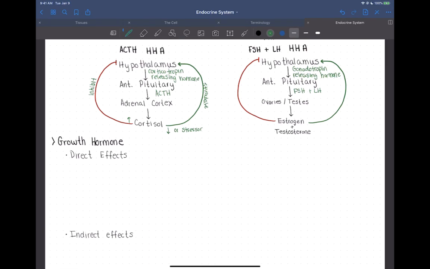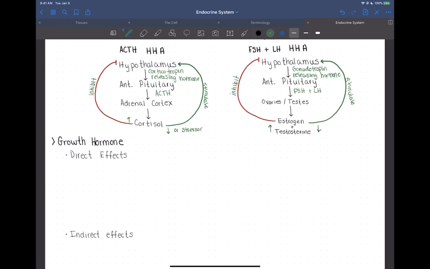And so then when levels are low, we would get that stimulating production by the hypothalamus. And then again, just like we've been talking about, if levels are high, that would tell the hypothalamus, you can chill out, right? We don't need any more of your releasing hormone, and it'll inhibit it.